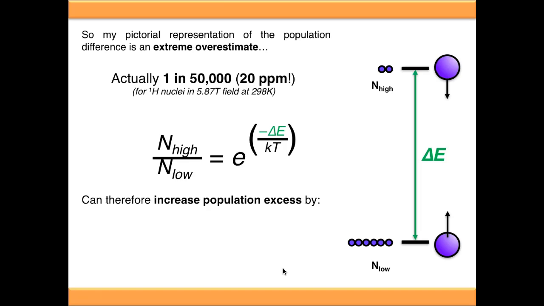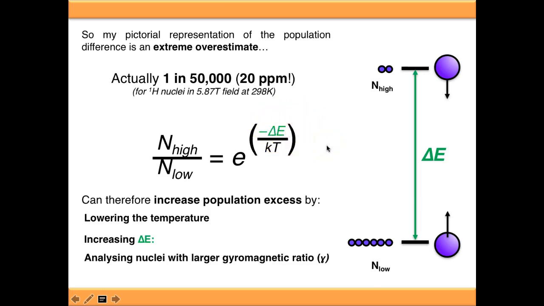So we can increase our population excess. We can make our NMR experiment more sensitive by lowering the temperature, because this equation is dependent on temperature over here. We can increase delta E, because delta E takes part up here, and we can increase delta E by analysing nuclei with a larger gyromagnetic ratio. Obviously that's not a super efficient way of doing things because we still want to look at protons, but we can also increase the applied field strength, so we can use a stronger spectrometer and that will give us more sensitive NMR spectra.